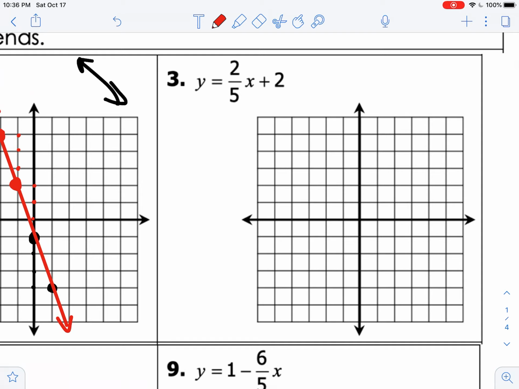Let's take a look at the next one. Now this one's going to be a positive slope because our slope is 2/5. So it's positive, and our y-intercept is 2. So let's start at our y-intercept of 2. We're going to rise 2 over 5. 1, 2, 3, 4, 5. Now again, you can't go up 2 over 5 because it's going to go off the page. So instead of doing that, we're going to go in the opposite direction. So instead of going up, we're going to go down 1, 2. Instead of going to the right, we're going to go to the left. 2, 3, 4, 5.